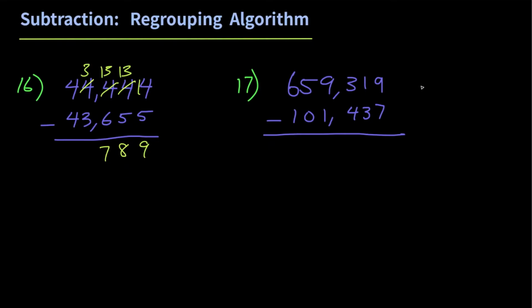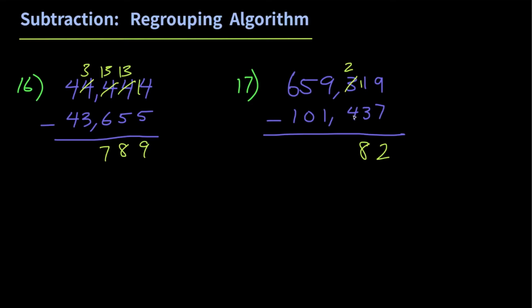17. We have 659,319 minus 101,437. Starting in the ones column, 9 minus 7 is 2. 1 minus 3, can't do it. 3 is too big, so I need to borrow. Borrow 1 here, add 10 there. 11 minus 3 is 8.